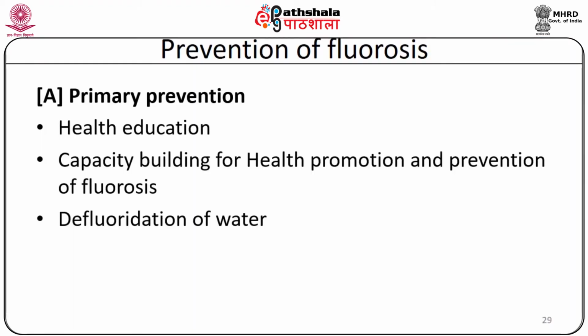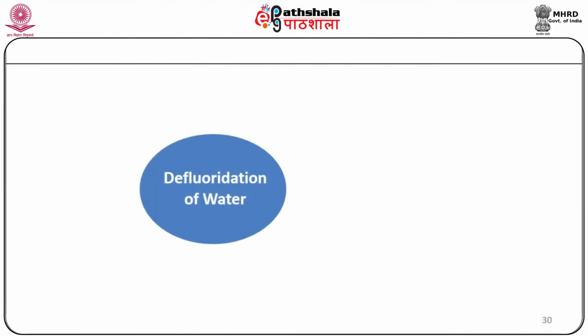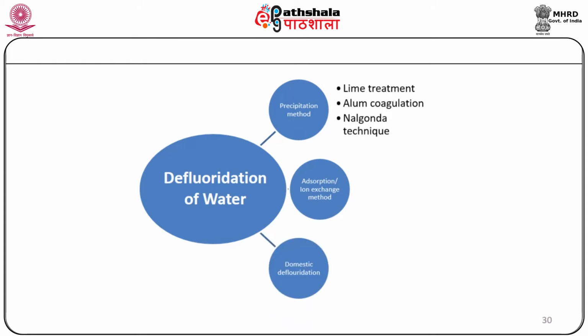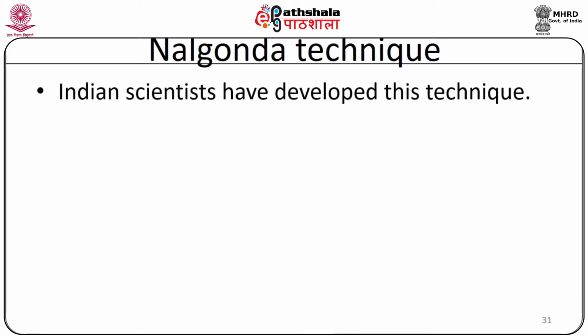Defluoridation of water in those areas or those water sources which have high fluorine content. It is necessary that defluoridation efforts are initiated in that area. For defluoridation of water, there are precipitation methods, adsorption, ion exchange methods, and domestic defluoridation. Among the precipitation methods, the most popular are lime treatment, alum treatment, and the Nalgonda technique. The Nalgonda technique has been developed by Indian scientists.